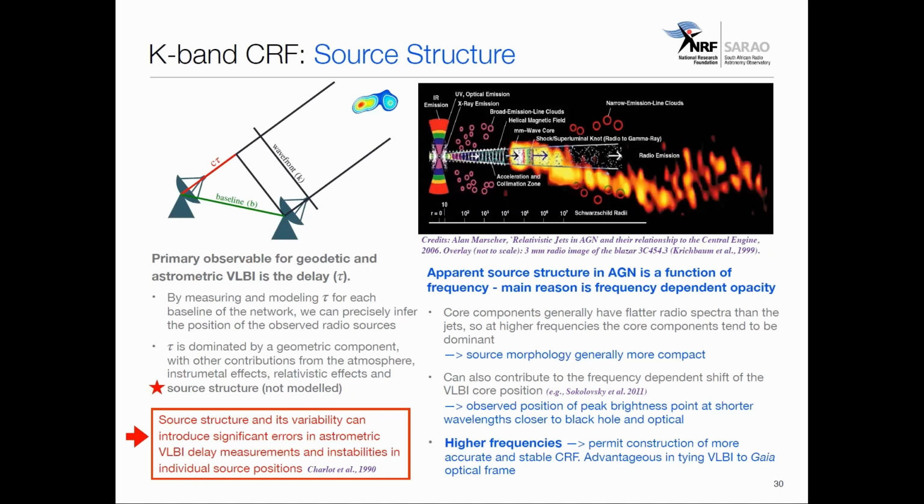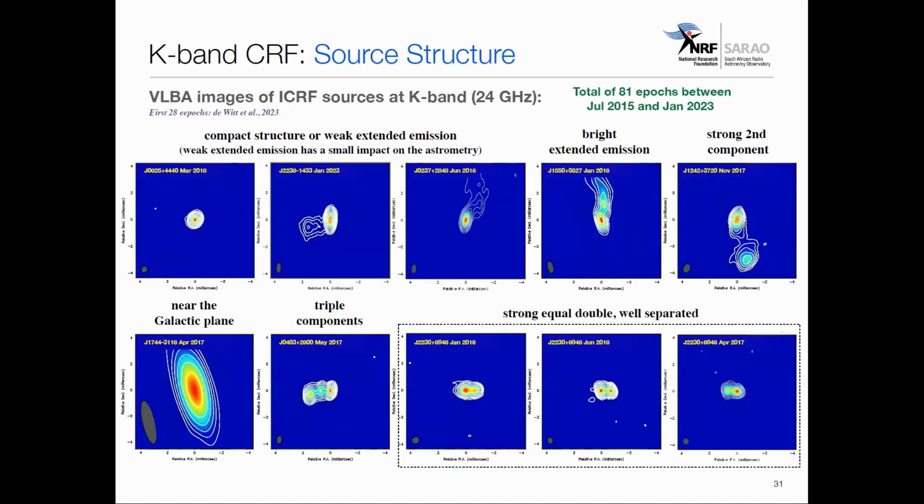But also what we see is that the observed position of this peak brightness point at higher frequencies is closer to the black hole, but also closer to the optical. So higher frequency frames permit the construction of a more accurate and stable celestial reference frame, we believe, but it's also very important in tying VLBI to the Gaia optical frame.